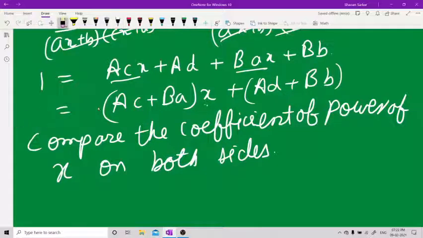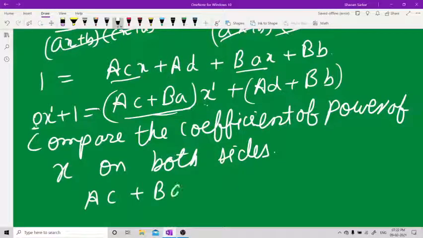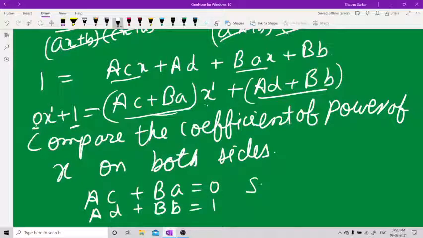Wait, let me rewrite this. See, this was 1. You can write 1 as it is and 0x. It hardly matters. If you put a 0, there will be no problem. So, equating the power, the power is 1 here, so this quantity will be equal to 0. So Ac plus Ba equal to 0. And this quantity is equal to 1: Ad plus Bb equal to 1.